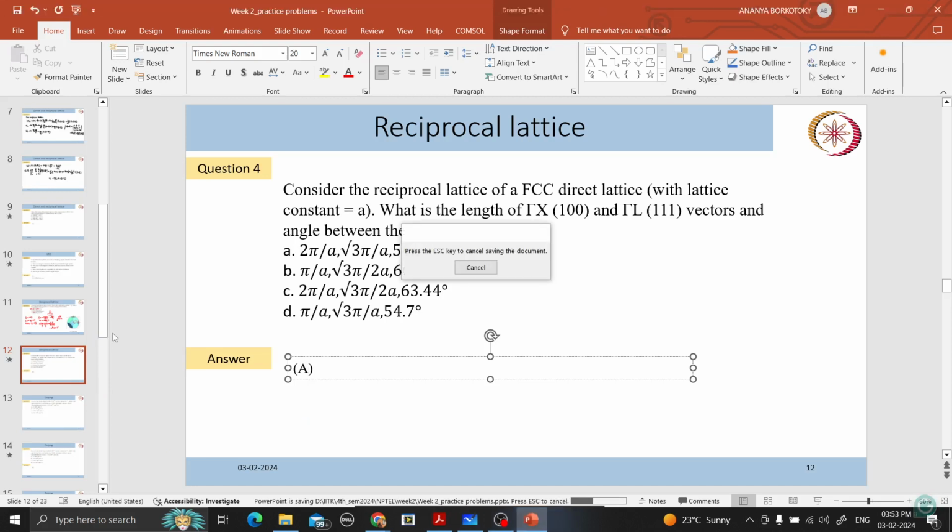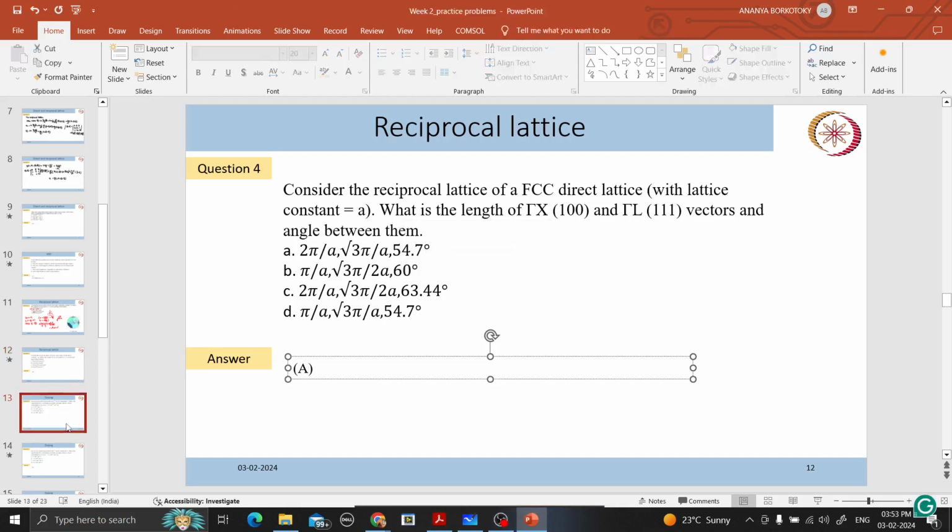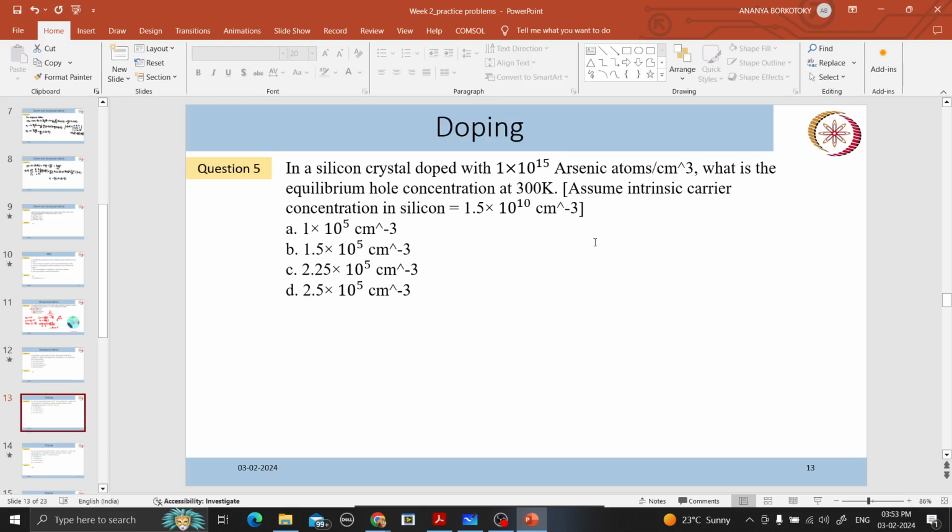So now let's go to the fifth question. This question is on doping. I hope you will be able to answer this. A silicon crystal is doped with 10 to the power 15 arsenic atoms per centimeter cube. What is the equilibrium hole concentration at 300 Kelvin? Assume intrinsic concentration in silicon is 1.5 into 10 to the power 10 per centimeter cube.